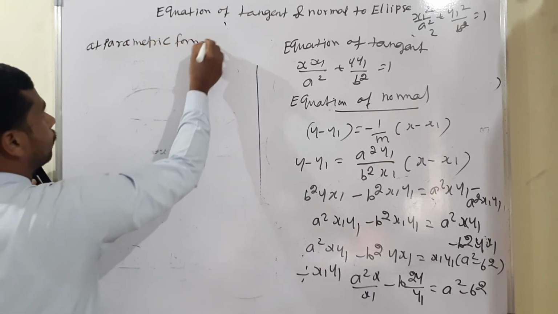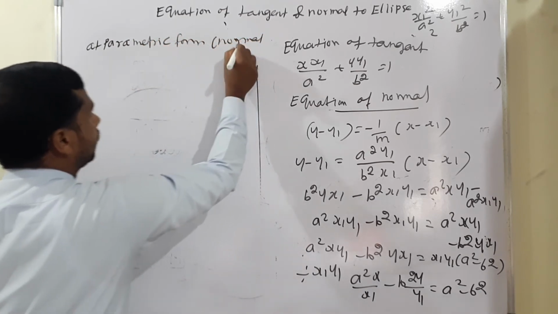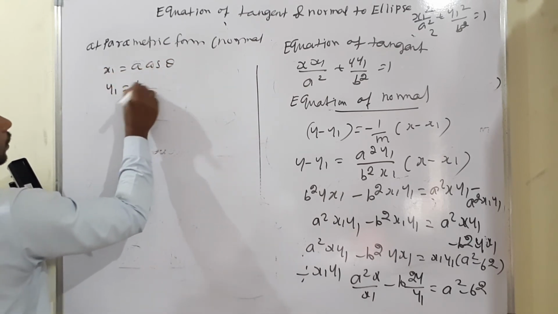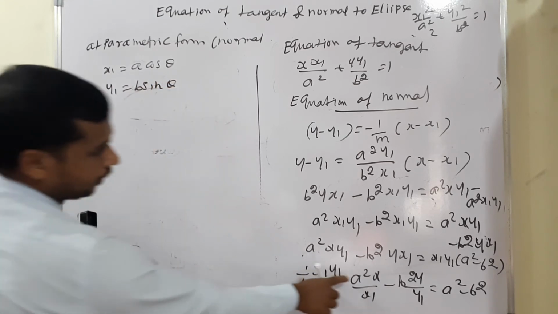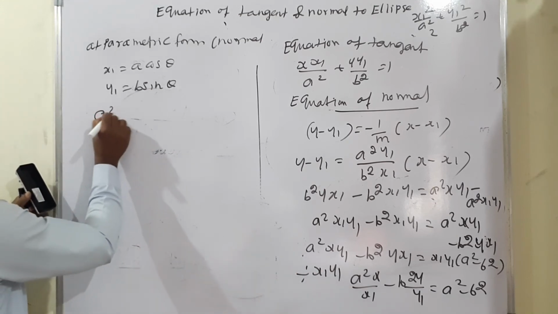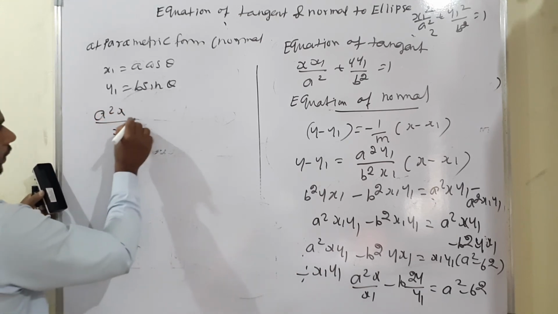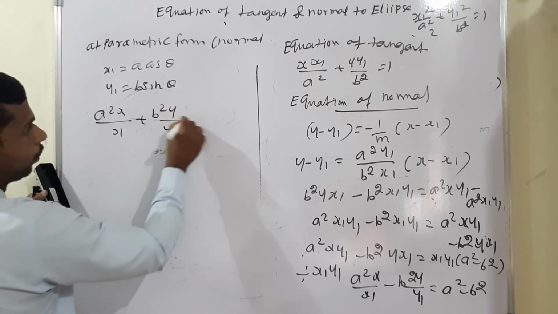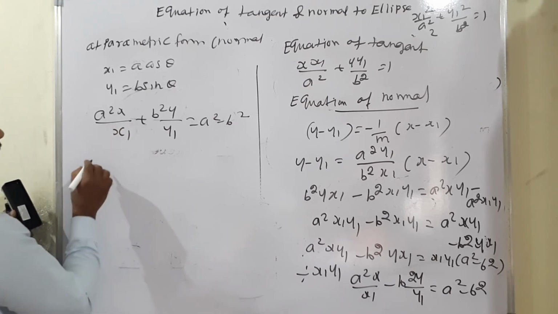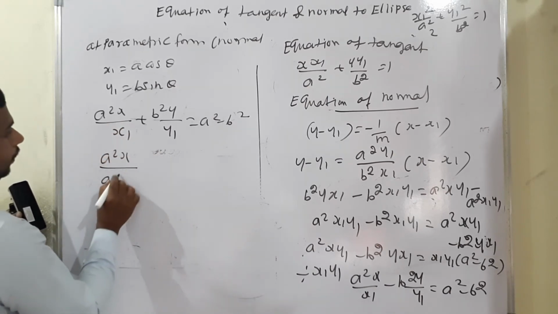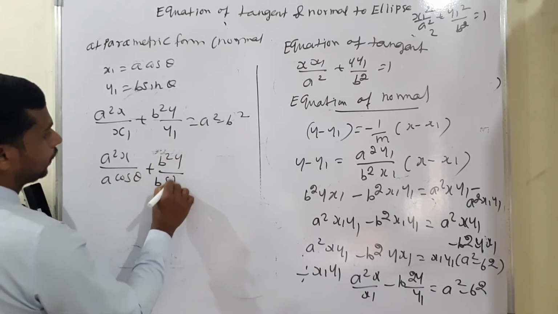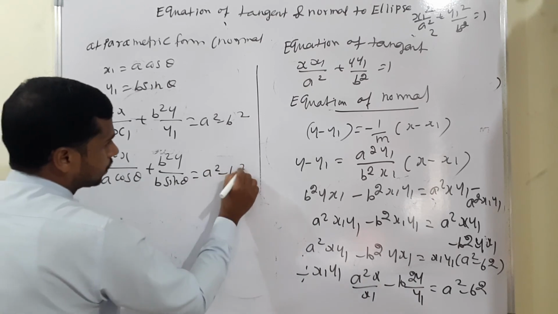In parametric form in the normal condition, x1 is equal to a cos theta, and y1 is equal to b sin theta. The condition is a square x by x1 plus b square y by y1 is equal to a square minus b square. Instead of x1 we substitute, therefore a square x divided by a cos theta plus b square y by b sin theta is equal to a square minus b square.